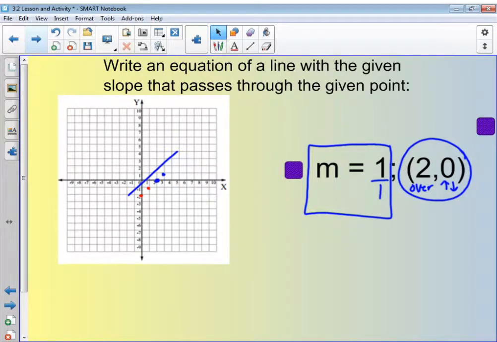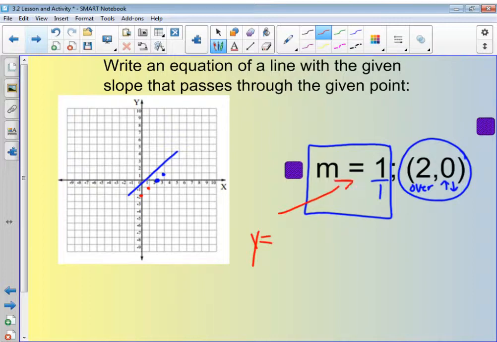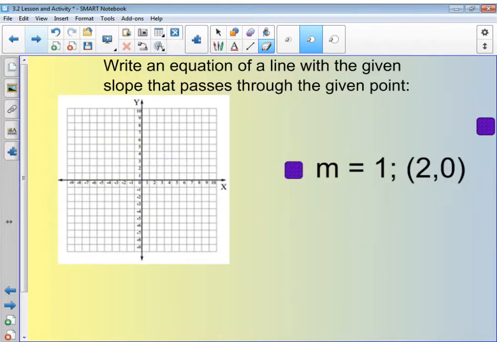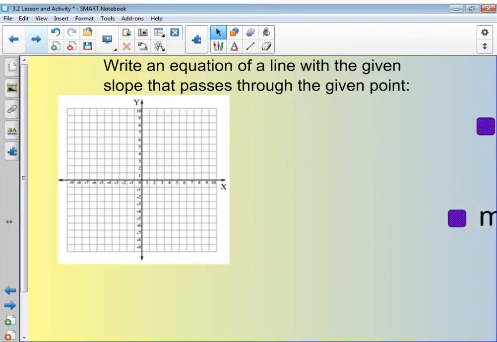Okay, so I've got y equals our slope already stated right there, 1 with an x, and then it crossed at -2, so it would be -2. So that would be our y-intercept equation for this example. Okay, so let's go ahead and try another one.